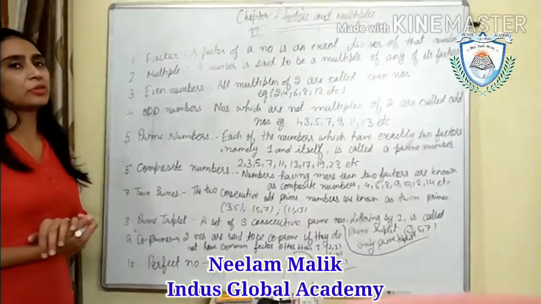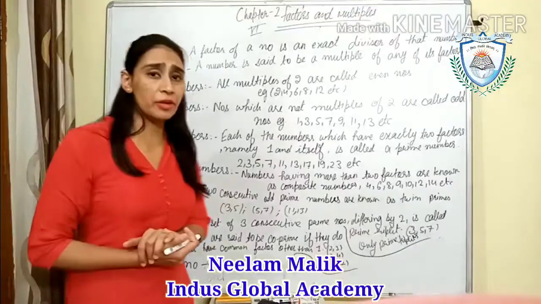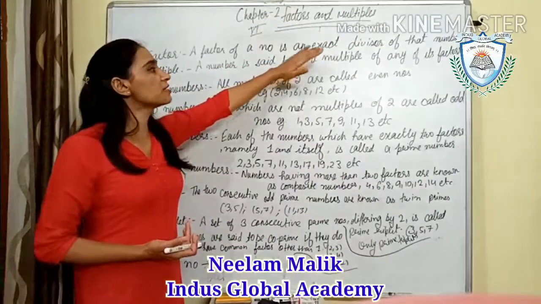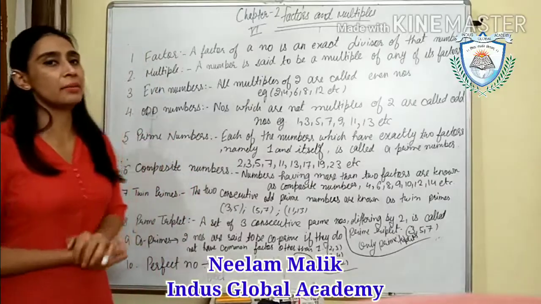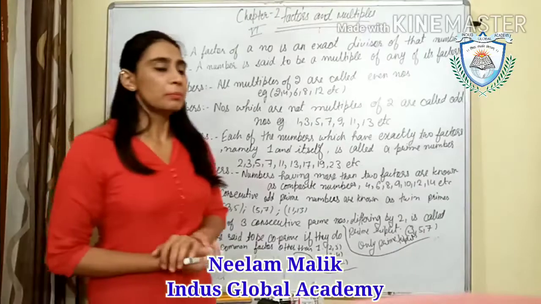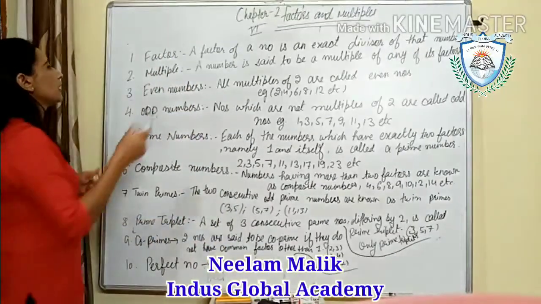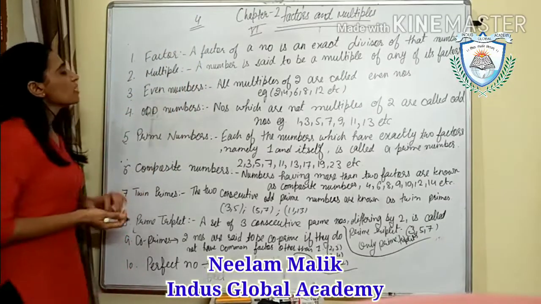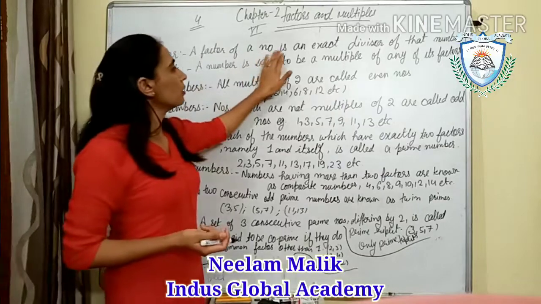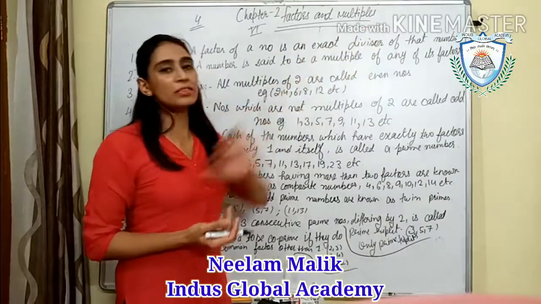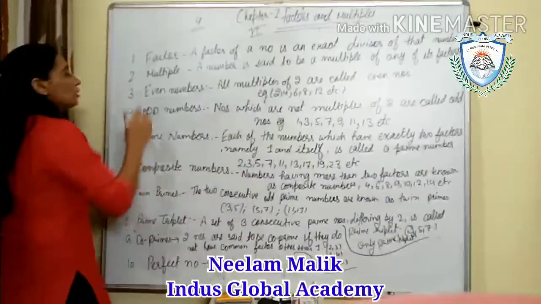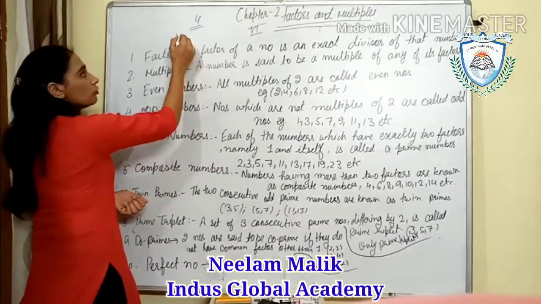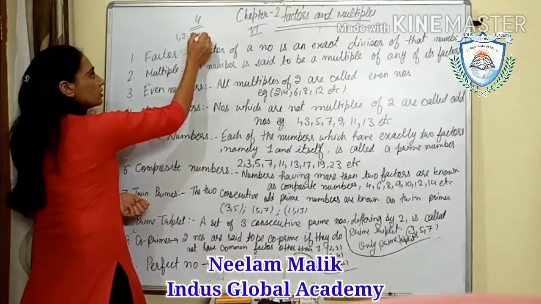What is a factor? You have already done this in grade 5th. A factor of a number is an exact divisor of that number. Suppose we are talking about any number, I'm talking about 4 here. A factor of a number is an exact divisor of that number. Suppose what are the factors of 4? 1, 2 and 4. These are the factors.